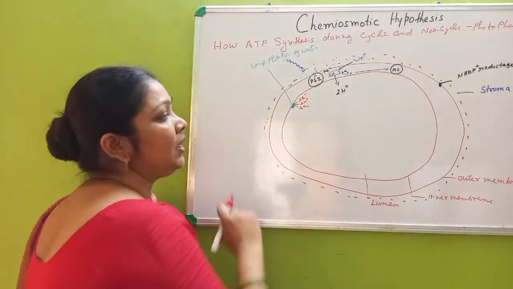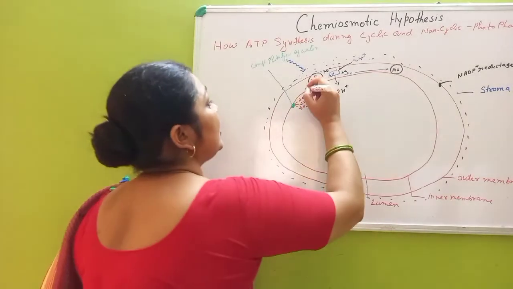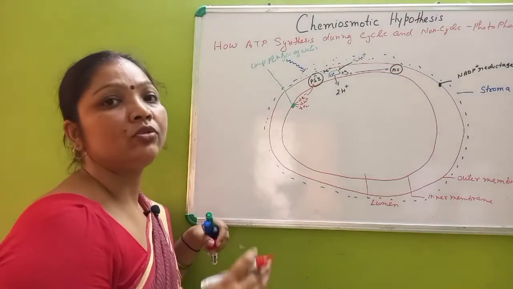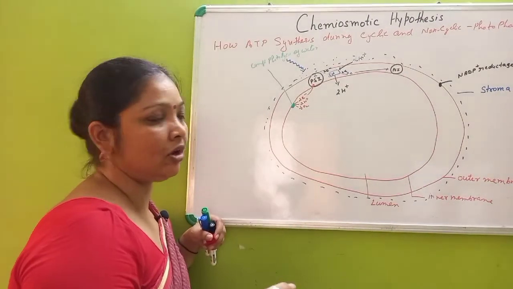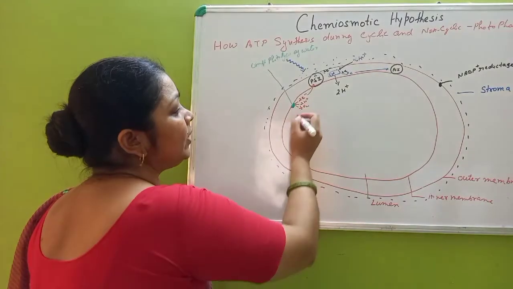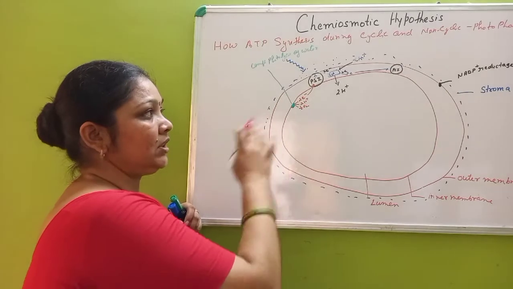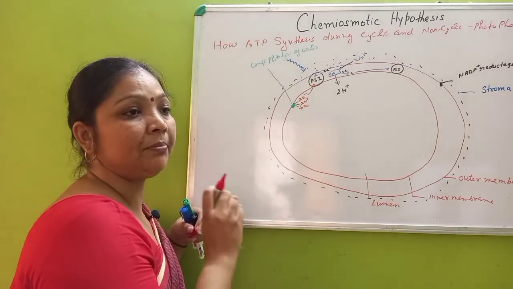Okay, these three products are released during the photolysis of water. This electron goes into the photosystem to compensate the electron loss. Okay, this O2 will get diffused out from this thylakoid by the process of diffusion, because this oxygen is the byproduct.